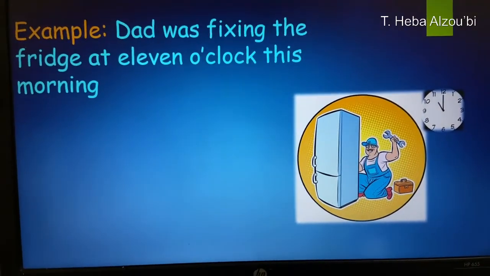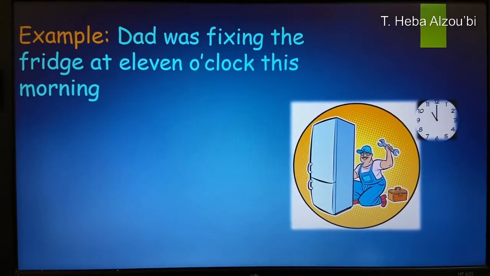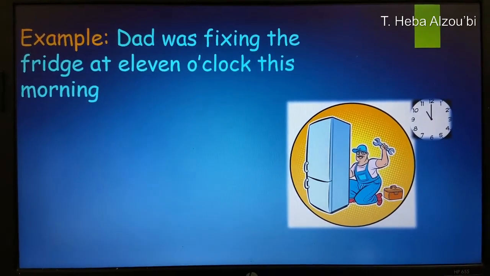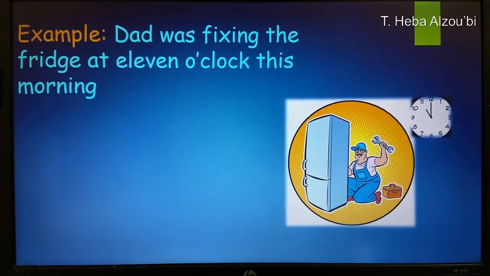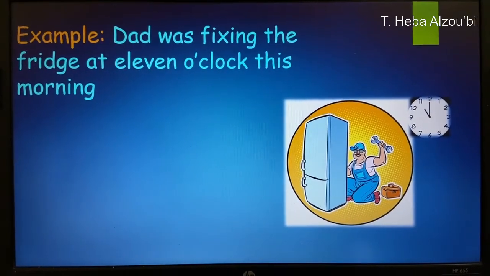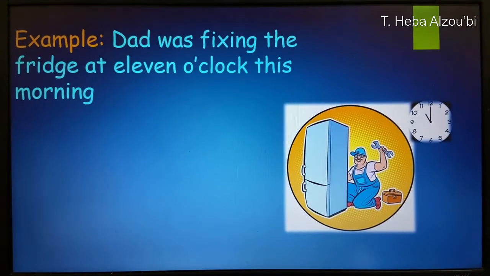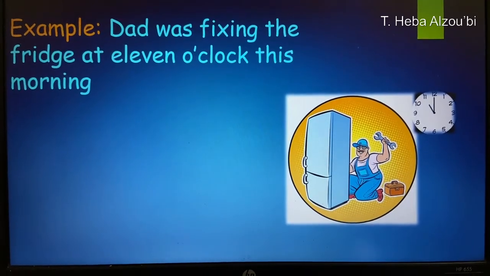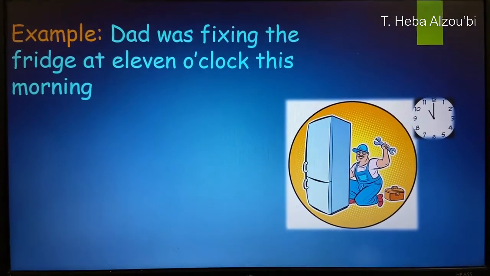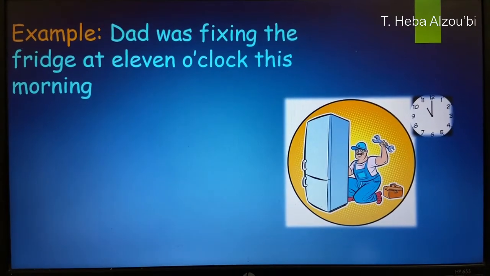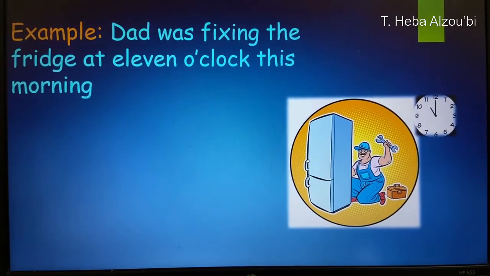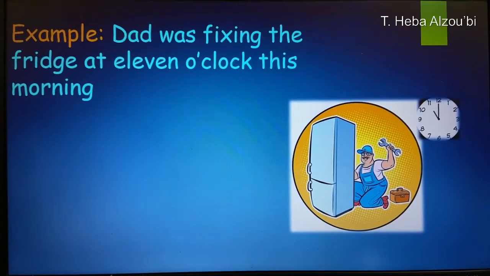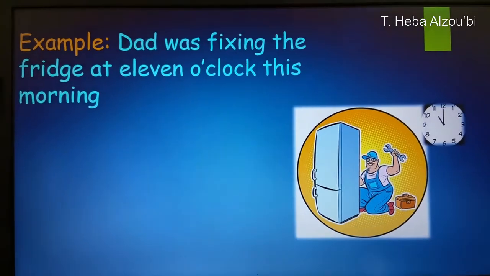Or another example. Dad was fixing the fridge at 11 o'clock this morning. So the action fixing was in progress, and the specific time is 11 o'clock this morning. So an action that was in progress at a specific time in the past.